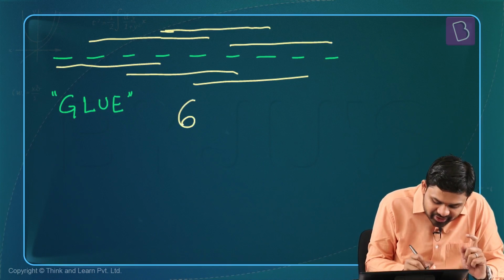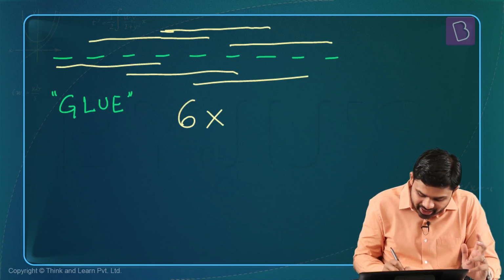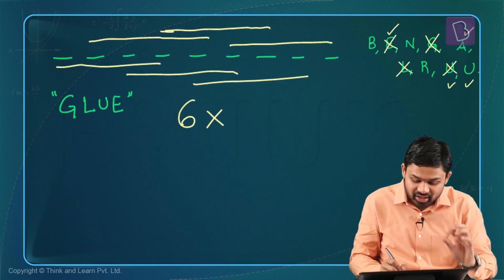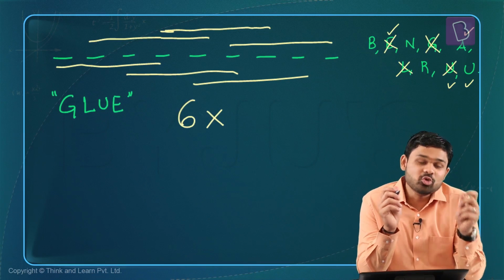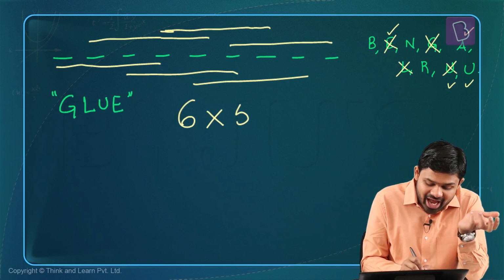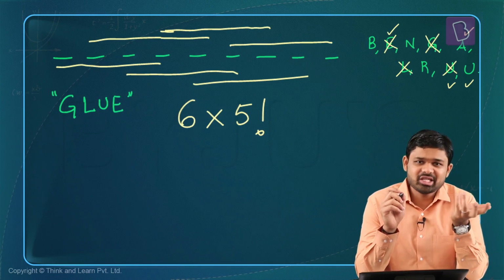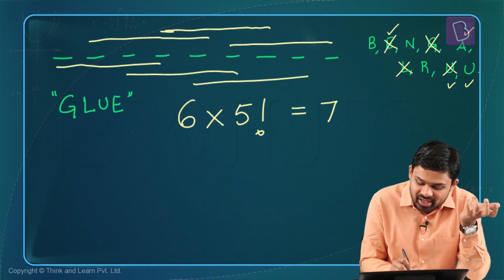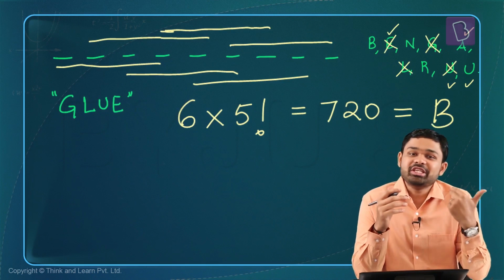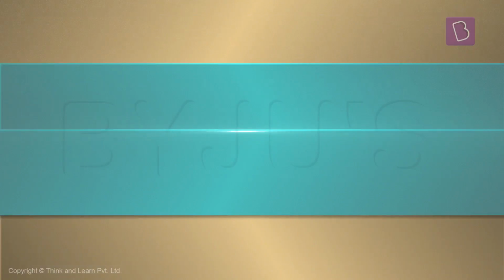So GLUE can take 6 different positions, and in the other 5 positions, if G, L, U and E are gone, then B, N, A, U and R, 5 other letters, have 5 positions and none of them are repeating now. So they can be permuted in 5 factorial number of ways. So this is 6 into 5 factorial. 5 factorial is 120. 6 into that is 720. So B is equal to 720. We've already seen A was equal to 1440. So A minus B equal to 720.